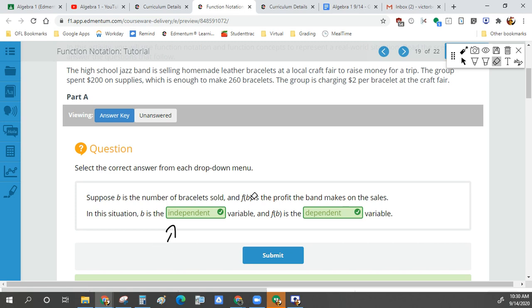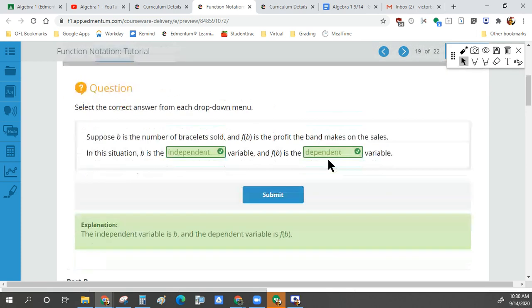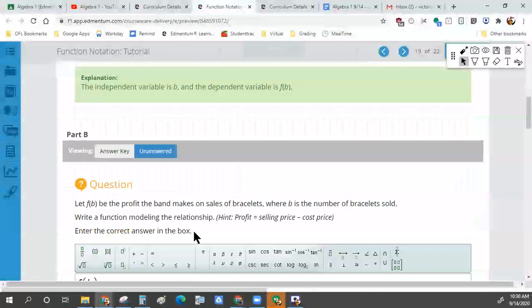Our Y value is our dependent. What is Y? I don't know. It depends. Depends on what? Depends on X. It depends on our independent variable. Let me do this one.